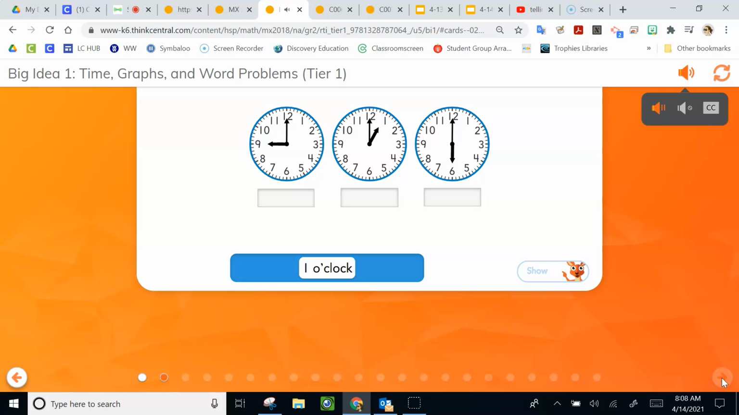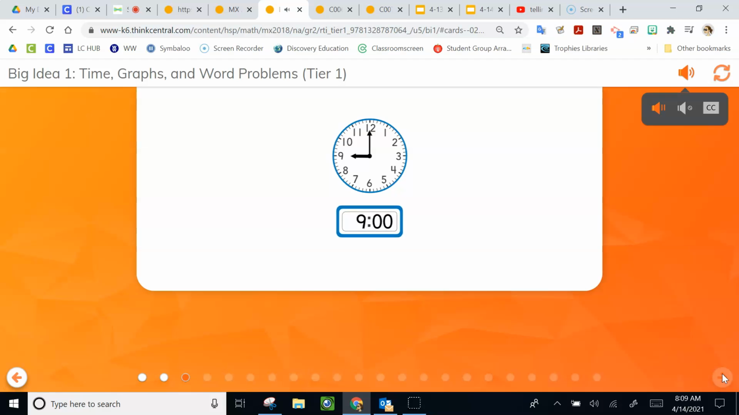Drag each time to the matching clock. Tap or click the button when you are finished. The first clock shows 9 o'clock. The second clock shows 1 o'clock. The last clock shows 6 o'clock.